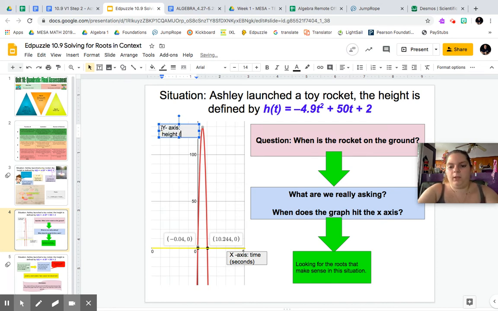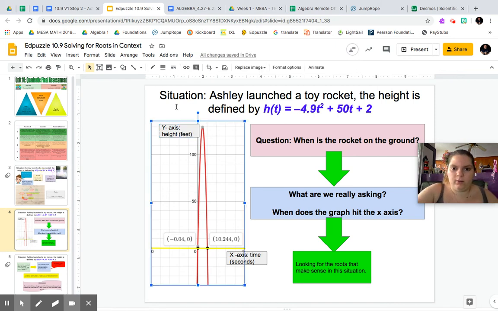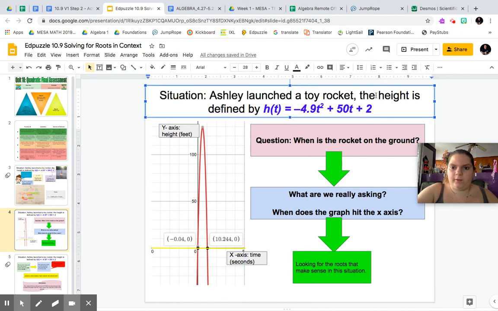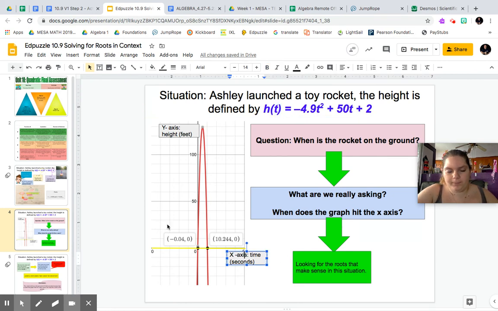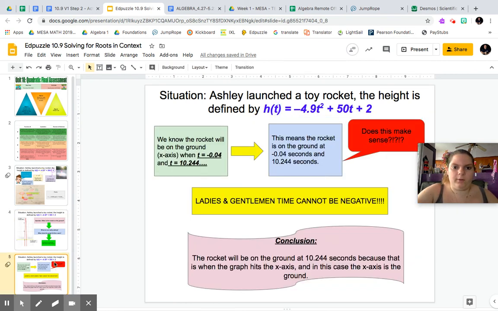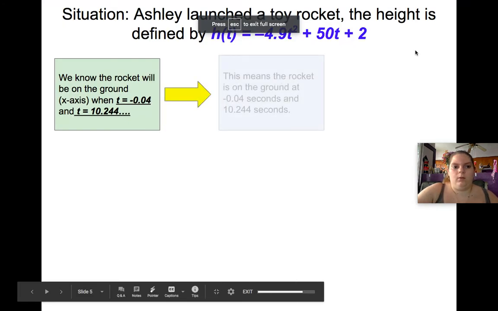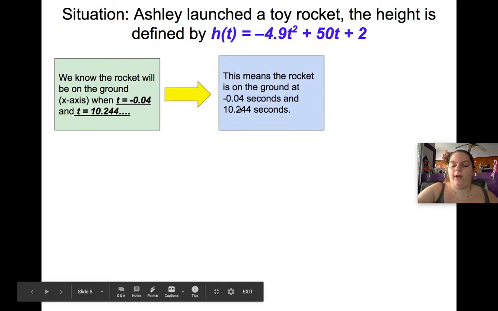Okay? And we also know, like we just said, that the height, the y-axis, is going to be height. And since we're talking about the toy rocket, let's talk about feet. So I got height, the y-axis, from the situation. They told me that. And then I'm talking about h of t. And in this case, t is going to tell me time. Okay? So go back to what we were talking about. So now our roots now are actually seconds.